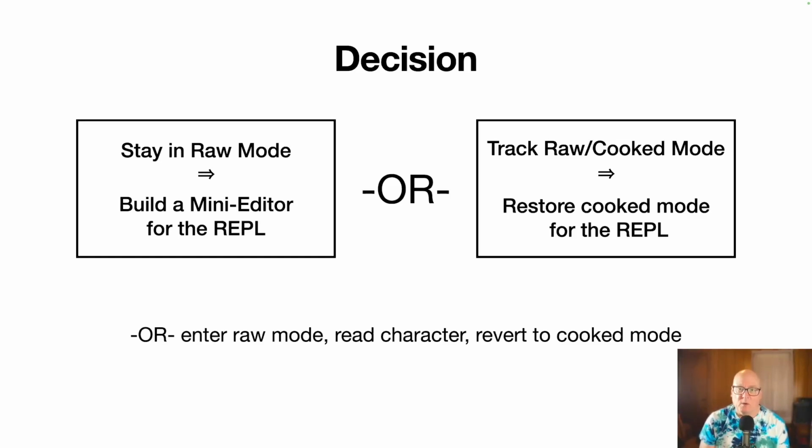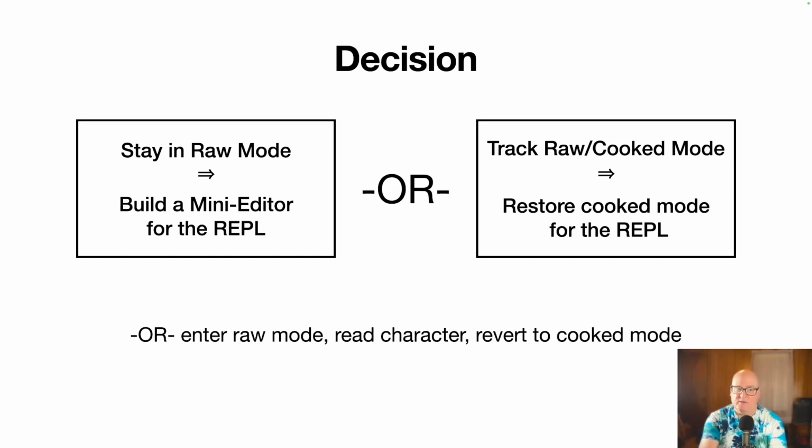Or we could track raw or cooked mode, and when we're reading characters from the user, we stay in raw mode, but when we go back to the REPL, we'll go into cooked mode, and then maybe at the end of the REPL, we'll restore raw mode, or make each individual command do it or something like that. So that's the big picture decision.